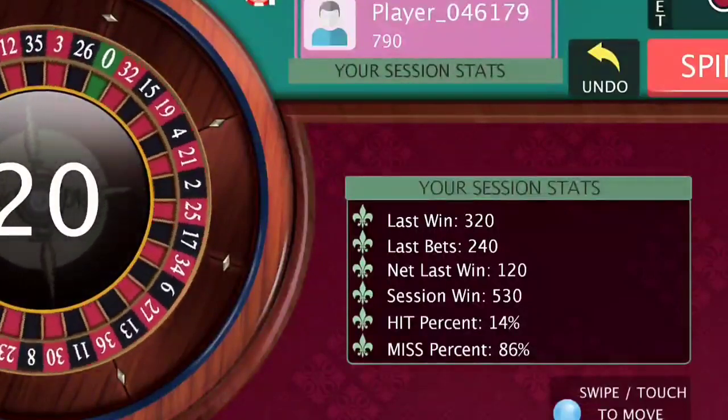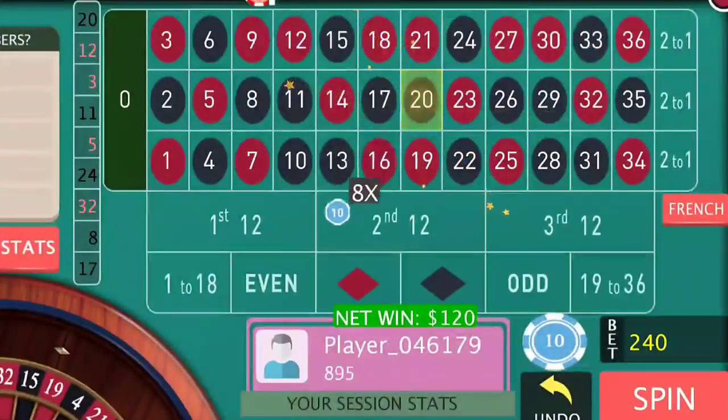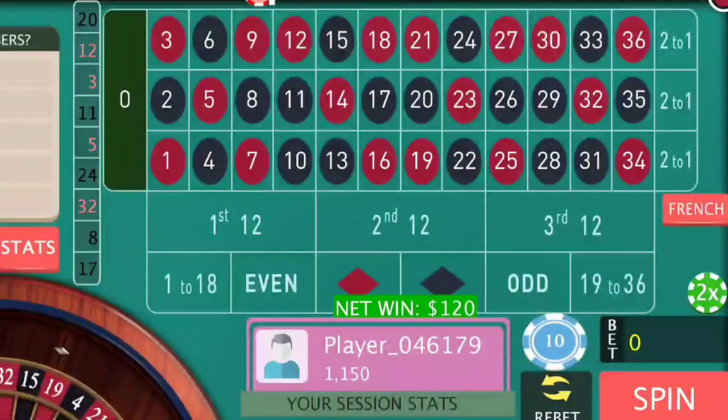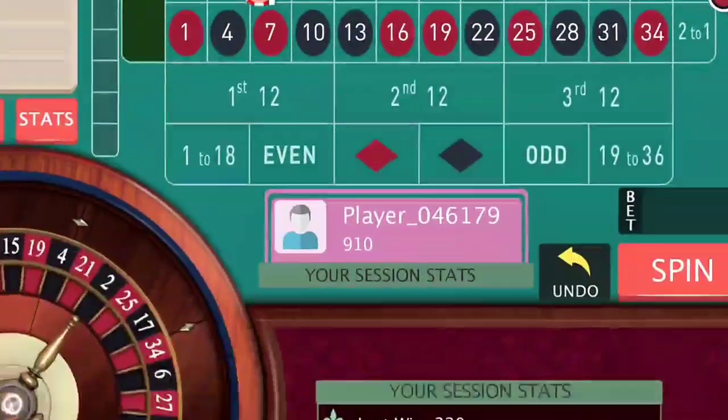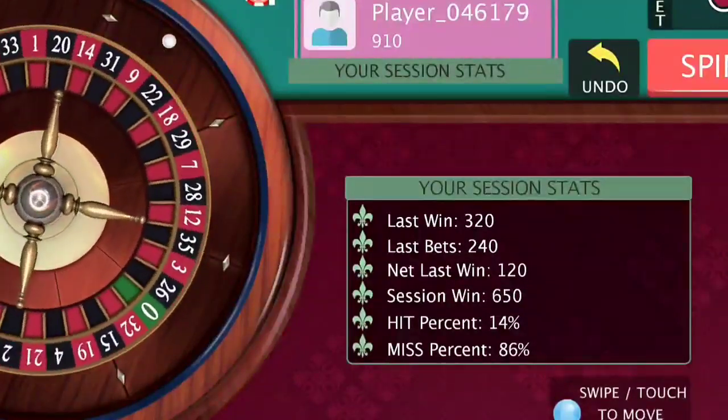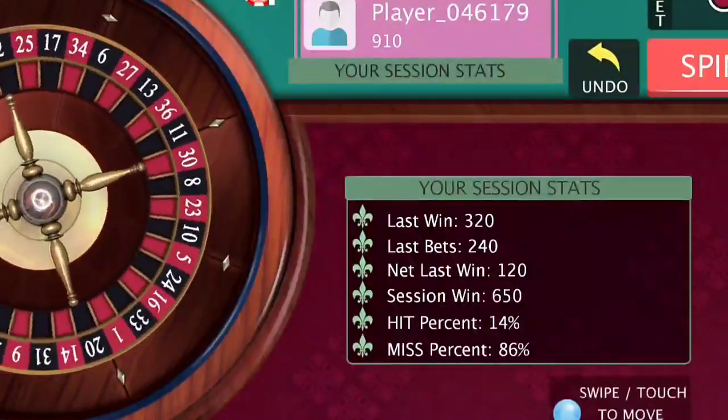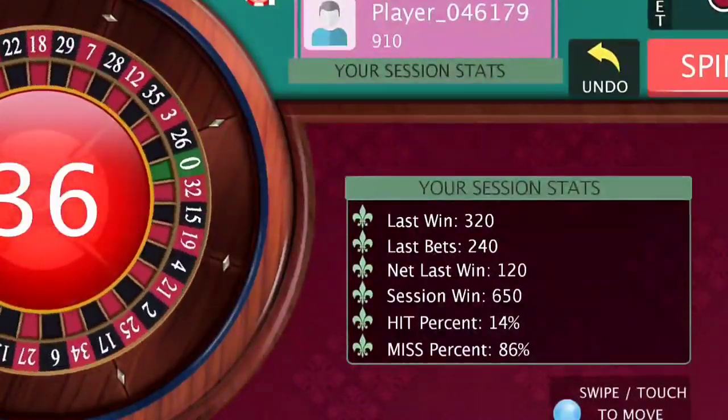It's 20, another winning number. So one more time, just rebet and play. It's number 36.